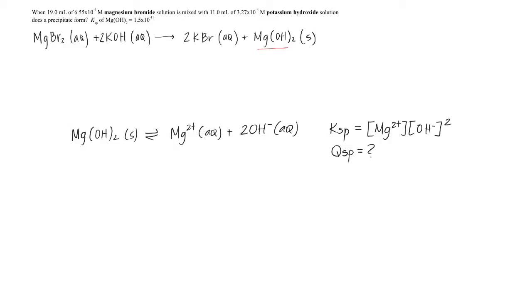To do that, we will need to find the concentration of magnesium and hydroxide ions. The magnesium ions come from the magnesium bromide, and the hydroxide ions come from the potassium hydroxide. Let's calculate the moles of magnesium ions first.